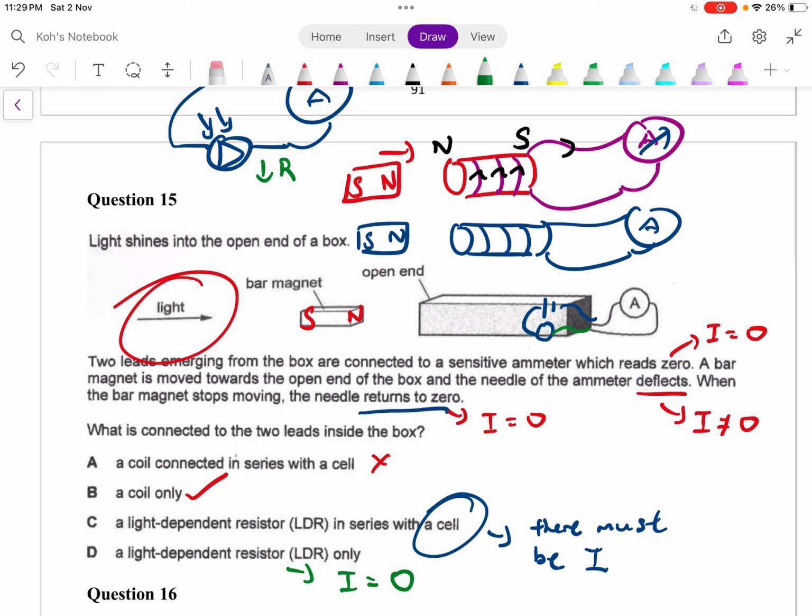So the best option is B, a coil only. A coil has some area, some wires, so when the magnet moves inside, there will be induced current. When the magnet stops moving, there will not be any induced current. So that's how we solve this question.